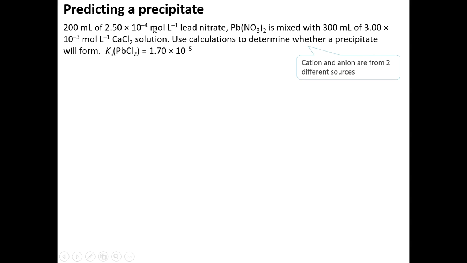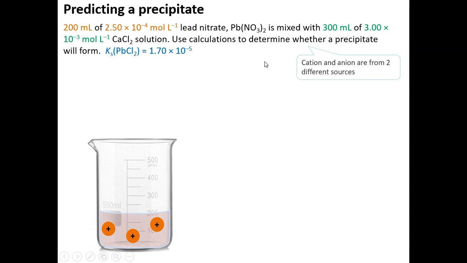The lead is from this solution and the chloride is from this 3 times 10 to the minus 3 moles per liter solution. So the first thing you do is highlight what belongs to each ion, so we don't mix them up. Put orange for the lead and green for the chloride, and in blue is what applies to both ions. So let's try and work out what is actually happening.